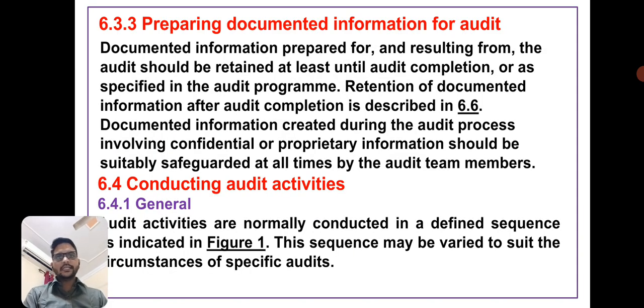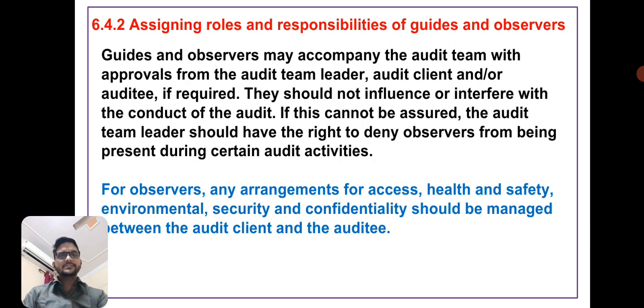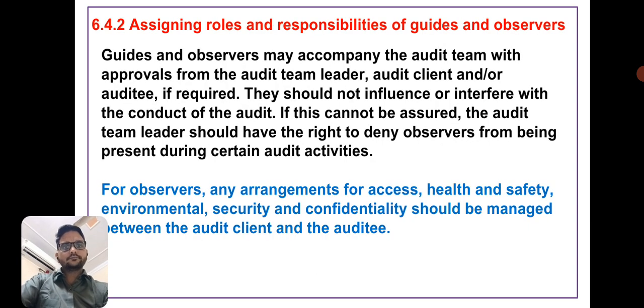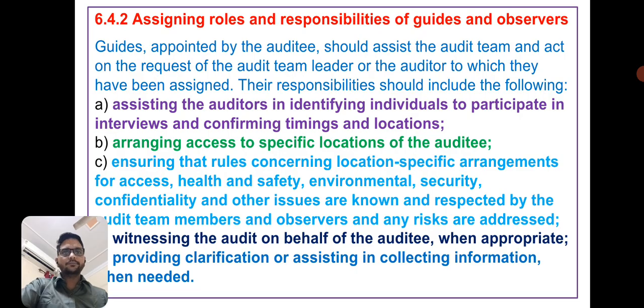Next is conducting audit activities. This sub-requirement is 6.4.1, general requirement, that is conducting an audit activity. Audit activities are normally conducted in a defined sequence as indicated in Figure 1, that is in 5th class. Next is 6.4.2, that is assigning role and responsibility of guides and observer.